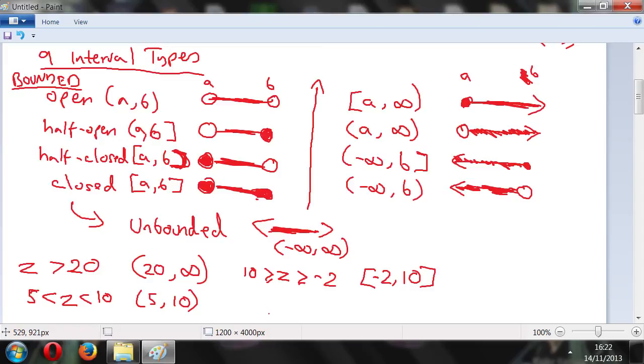I'm not really sure what else I can do on that. I could do this one: Z is less than 5, maybe. So we're going to start at negative infinity, and we're going to go to 5, and that's going to be an open boundary. So yeah, that's the sort of stuff with intervals.